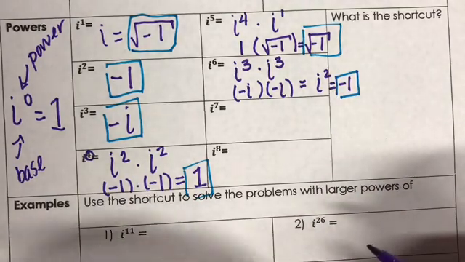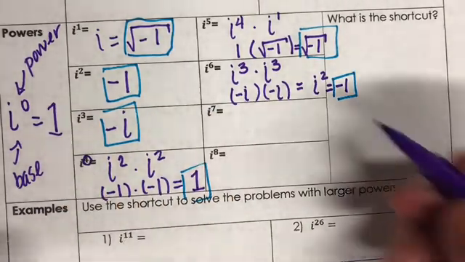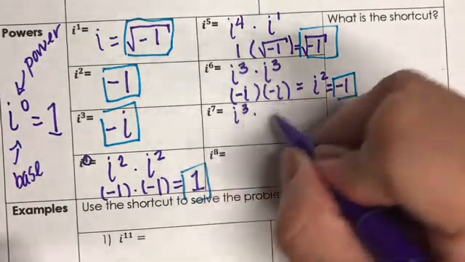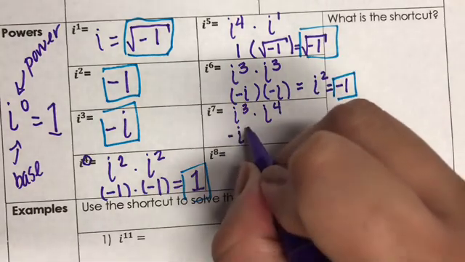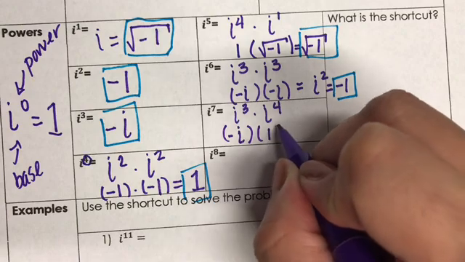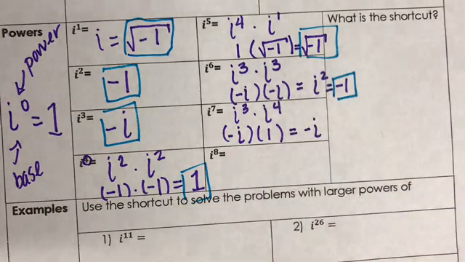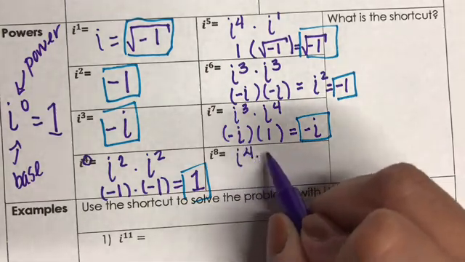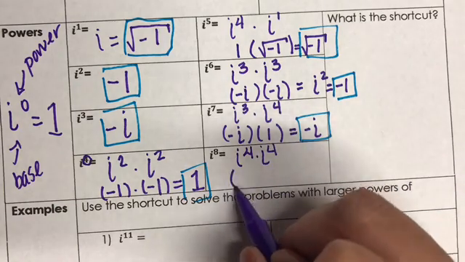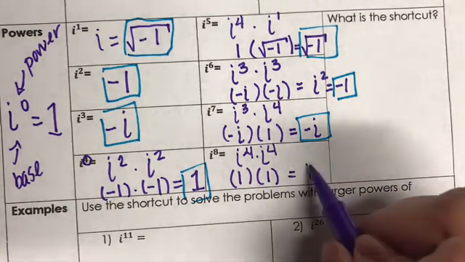i to the 7th is i to the 3rd times i to the 4th, excuse me, which is going to be negative i times 1. So my answer again is negative i. i to the 8th is going to be i to the 4th times i to the 4th. So 1 times 1 equals 1.